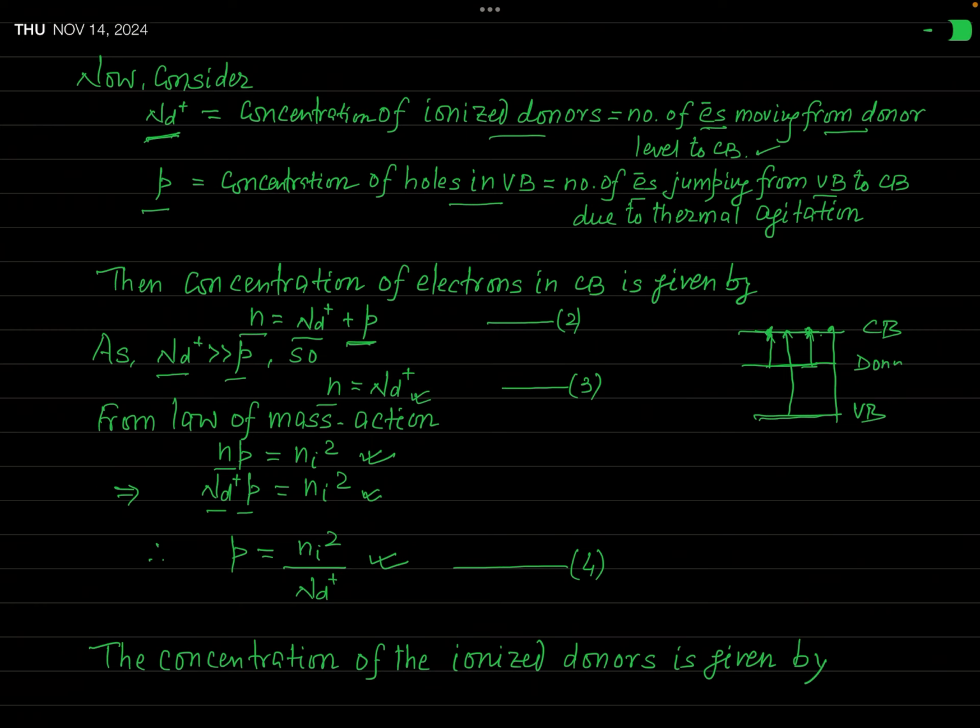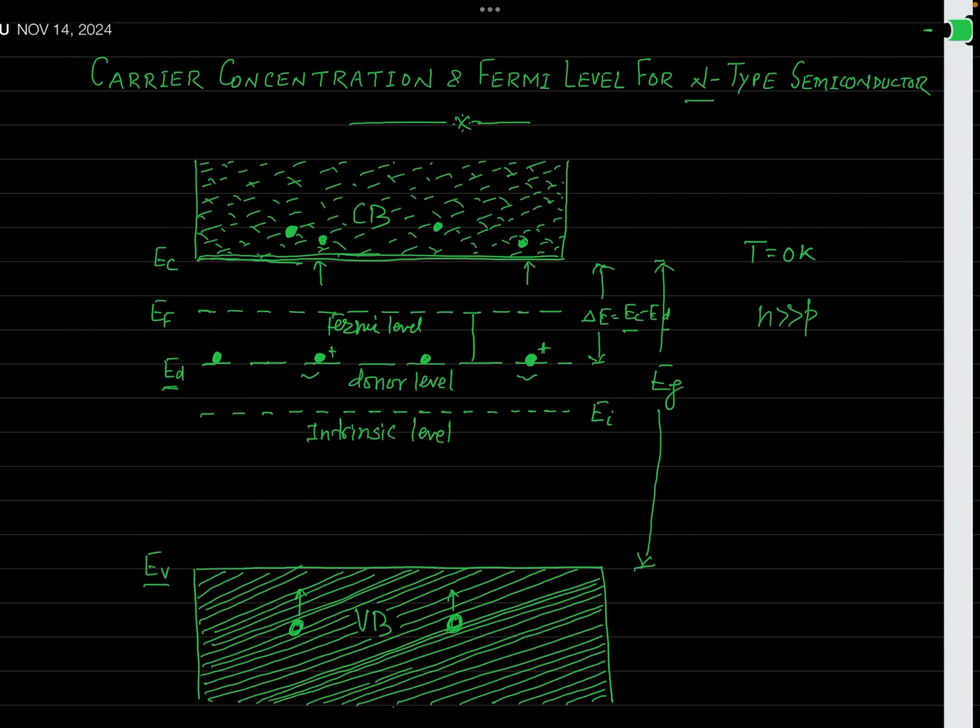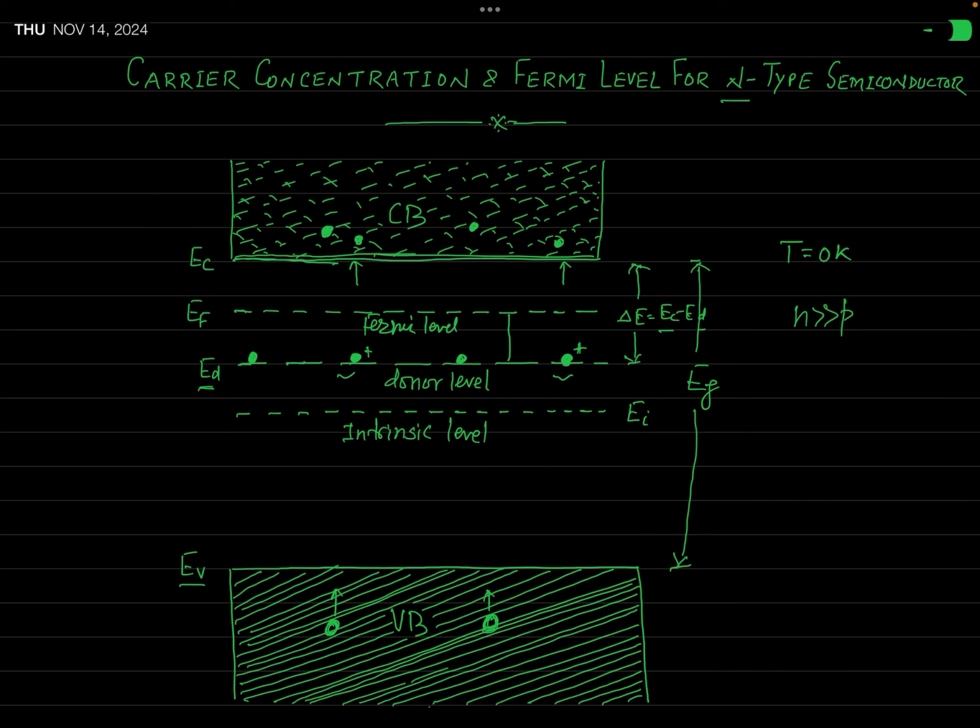Now we will find the concentration of ionized donors. How can we find it? You can see the ionized donors are present in the energy level having energy Et. Its energy is Et, the total number of donor atoms is Nd, and among those, Nd plus has been ionized, and we have to find the concentration of this Nd plus. This can be found by the occupation probability.